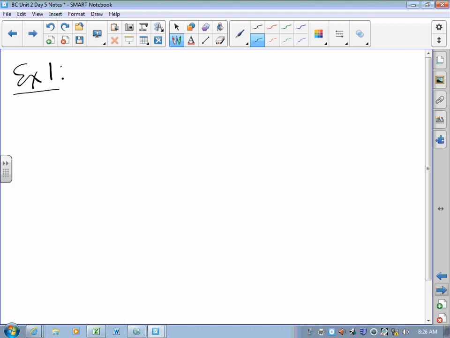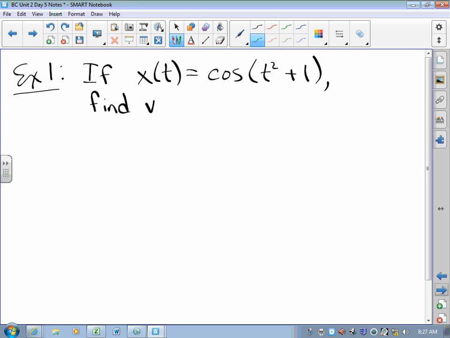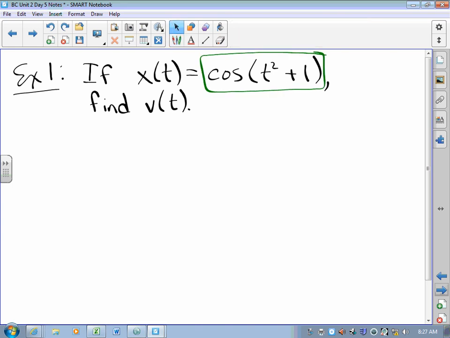So what does that mean for us? Here's what it looks like in practice. If the position function for a particle is cosine of t squared plus 1, find the velocity function. In other words, we'll look to take the derivative of the cosine of t squared plus 1. We, of course, recognize that this is a composition of two functions. The outermost function is the cosine function. The innermost function is t squared plus 1.